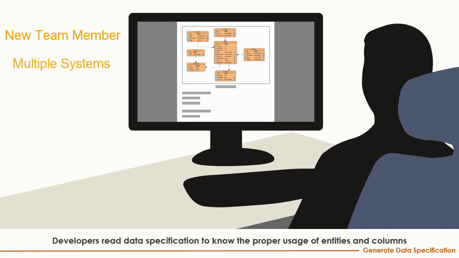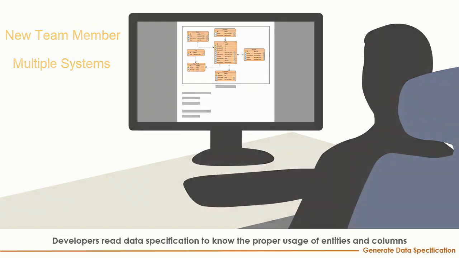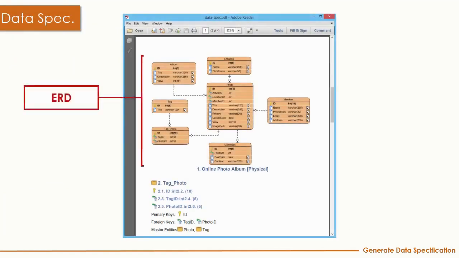Or you're maintaining multiple systems and you don't need to focus on one system. Then when you switch back to the application, you can read the specification first. Make sure you understand the structure. The data specification usually comes with the entity relationship diagram, of course, to show what entities are included and the relationships. And then you will see the entity details of the entity relationship diagrams.